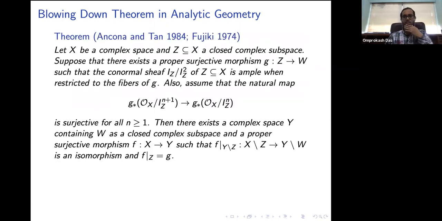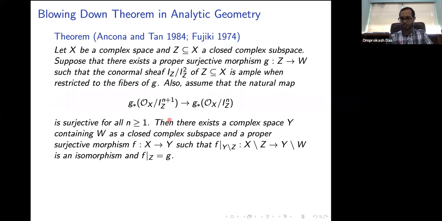It was originally, I think, by Grauert, and then there was some generalization by Fujiki, and later a further generalization which is more applicable, by Ancona and Tan in 1984. It says this: let X be a complex space and Z be a closed complex subspace of X. Suppose that there exists a proper surjective morphism g from Z to W, such that the conormal sheaf of Z inside of X is ample when restricted to the fibers of g. In other words, the conormal sheaf is relatively ample with respect to the morphism g. And also assume that the natural map is surjective for all n greater than or equal to 1.